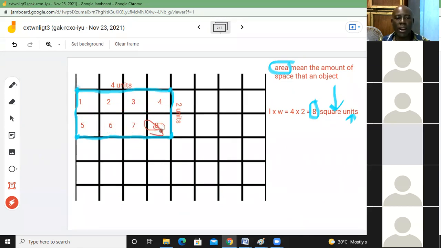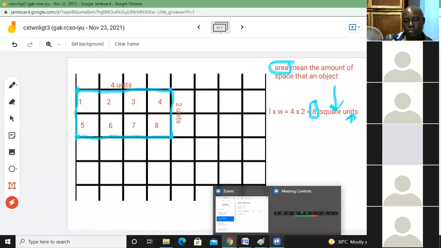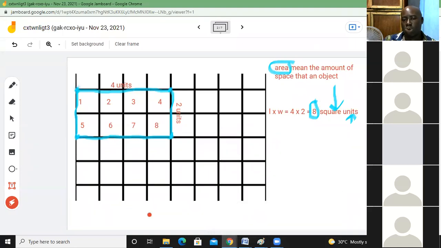1, 2, 3, 4, 5, 6, 7, 8 squares that cover this surface. Listen to what I'm saying. Let me say it one more time: 8 squares cover this surface. And we spoke about area. What does area deal with? Anybody? We said the definition. It's the number of what?